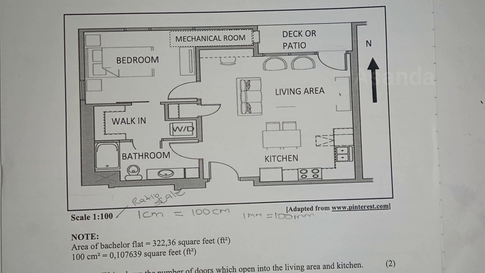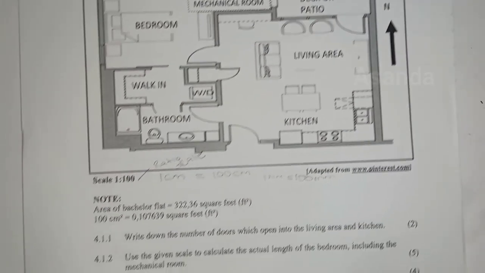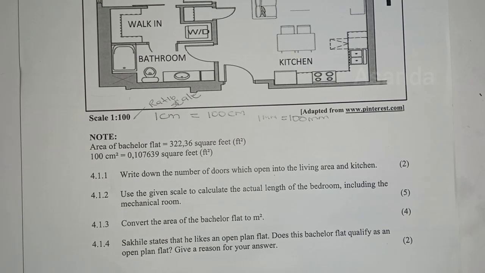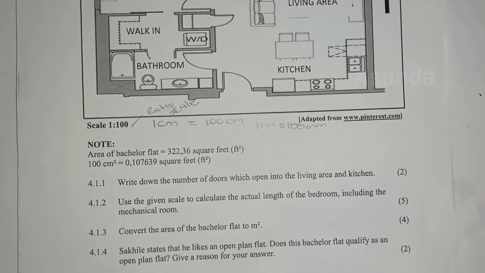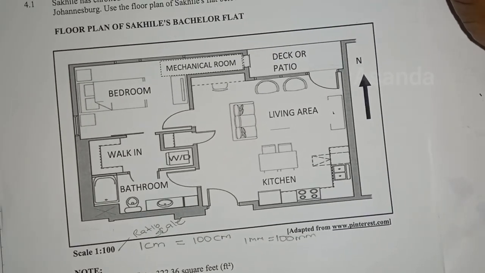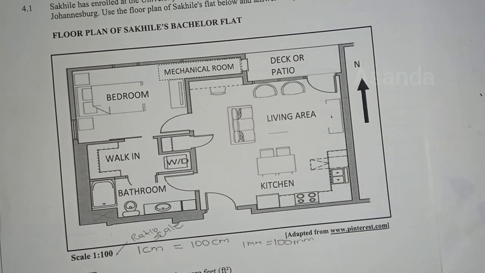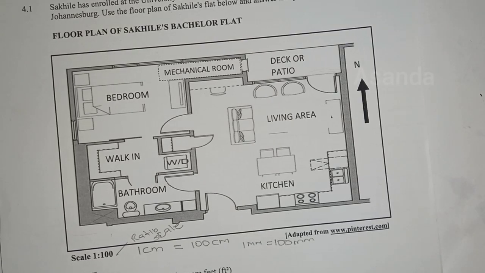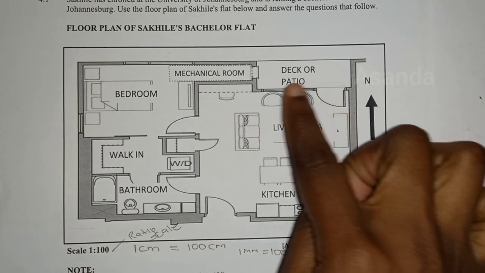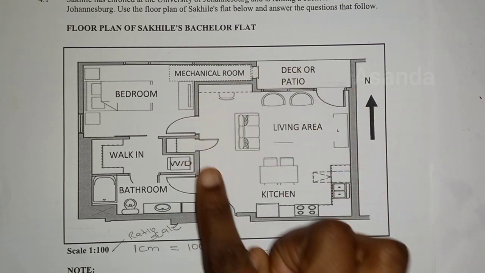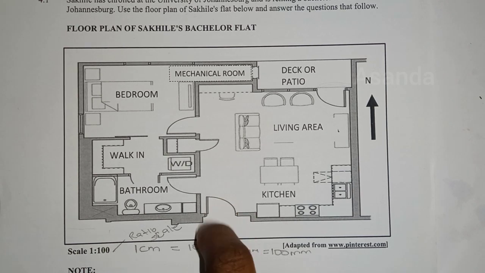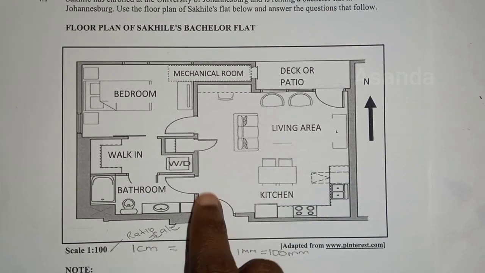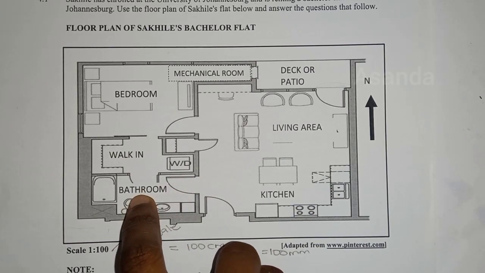First question, write down the number of doors which open into the living area and kitchen. First of all, let's find the living area and kitchen. Let's find the doors, and then we'll check which ones, when you open, the door swings into that room. The living room and kitchen area is this one. It's a nice 1-bedroom flat. If you look at this door here, when you walk into the flat, it swings right into this room. So that's 1. And then there's this door which swings into the bathroom.